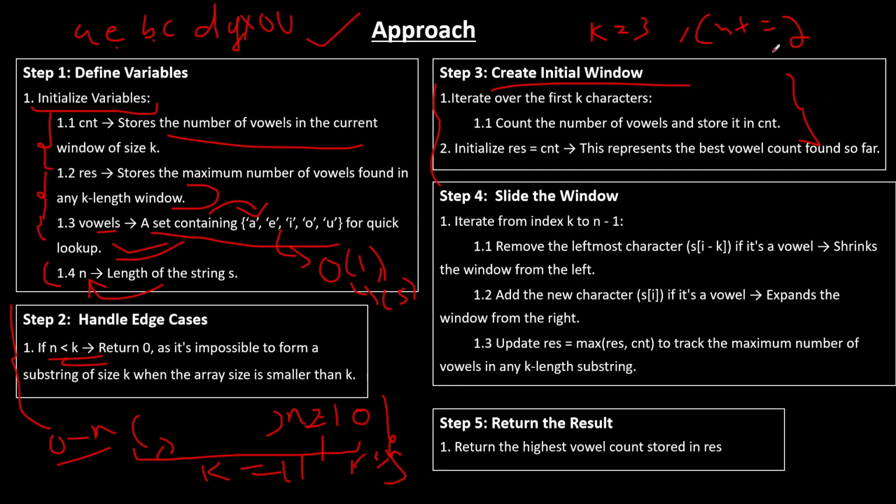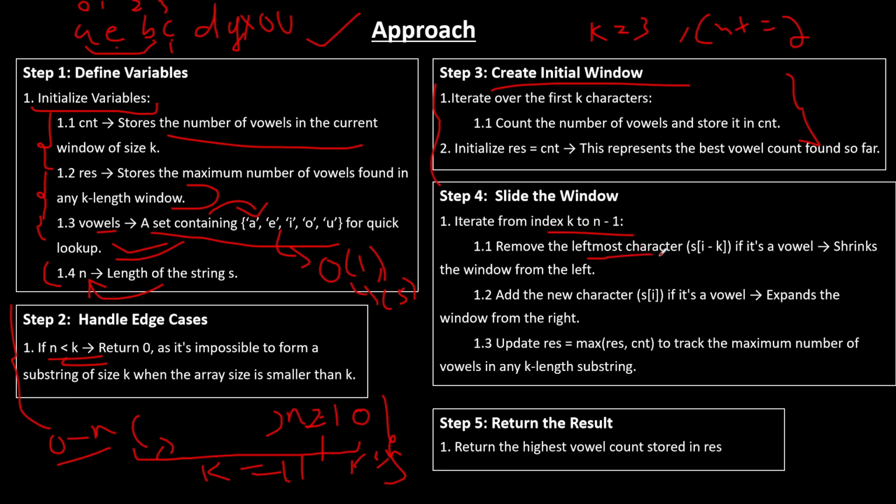Now in this case, suppose we have count equals 2 and k is 3, so we have the iteration till here. Now iterate from index k to n minus 1. We will start from k, which, if we go index based, is 3. C is in index 3, which is the value of k, right?